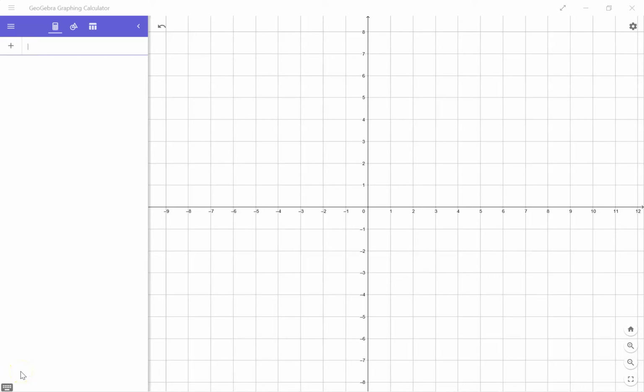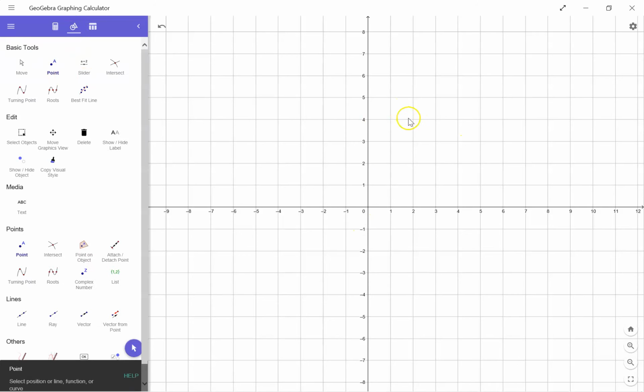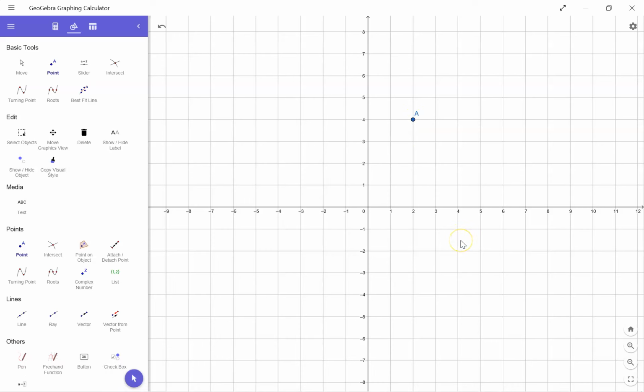In this video, we're going to look at the different types of translations. There are two types: a horizontal translation, which means that we move it left or right, and a vertical translation, up or down. So if we take a point here, say (2, 4), and now we want to translate this point.